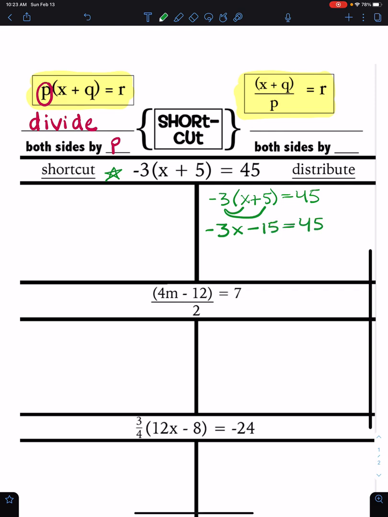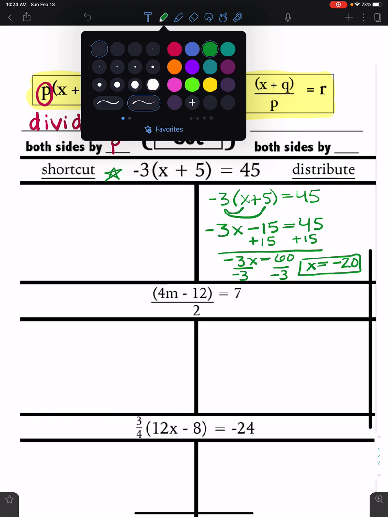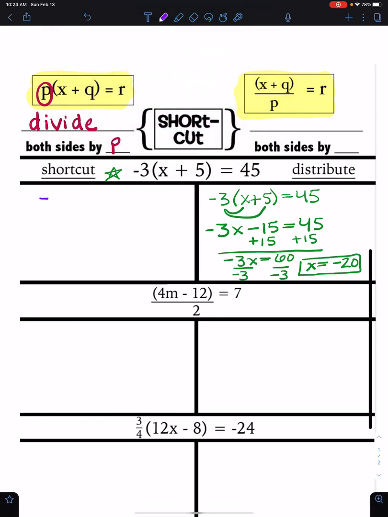Now it's a two-step equation. Remember that we undo the constant term first, so I'll add 15 to both sides. 45 plus 15 is 60. And then finally I'll get rid of my coefficient by dividing both sides by negative 3. Negative 3 goes into 60 negative 20 times. You can always check to make sure your answer is correct. But let's do it the shortcut way, and see which way we like better for this problem.